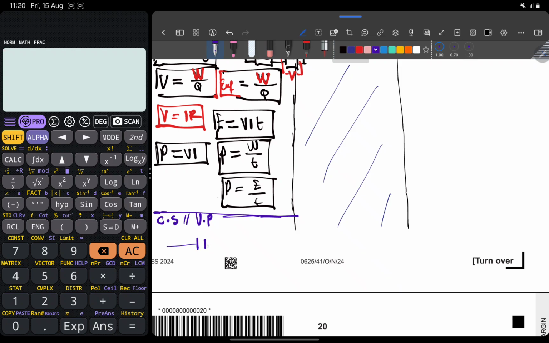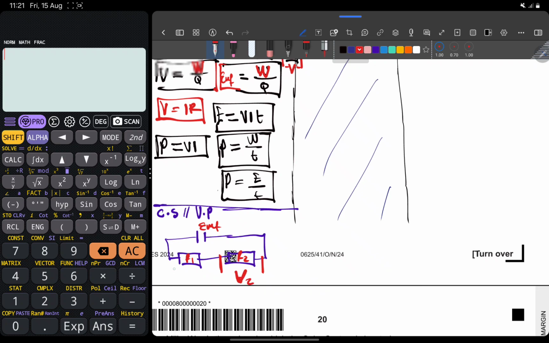So because voltage is shared in series, let's say we have a source like this, and then we have a resistor, and another resistor here. This is R1, this is R2, and they have different resistances. This was the EMF. We want to know how much of the EMF comes here to be V2, and how much of it comes here to be V1.